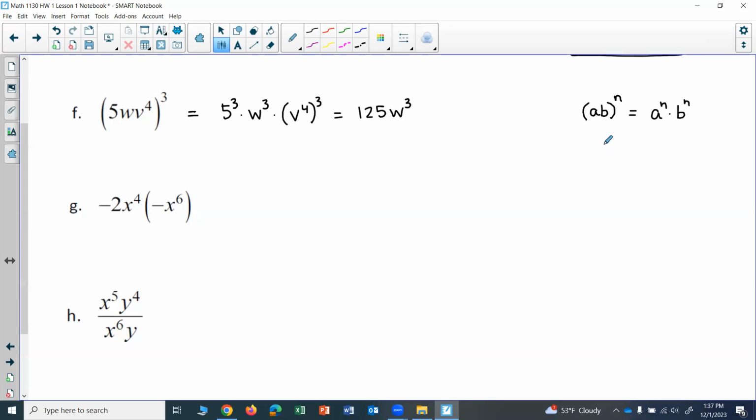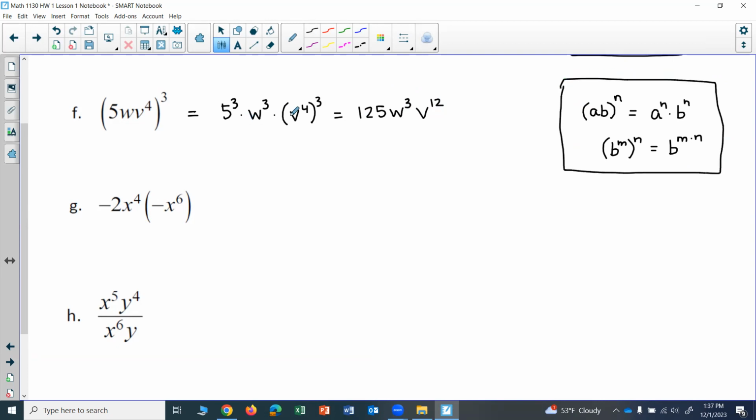So now I'll use the powers raised to a power rule. We have the rule that if you have, let's call it b to the m to the nth power, that's equal to b to the m times n. So this would become v to the 4 times 3, which would give me v to the 12th power. And that would be my final answer. It's in simplified form now. So I used more than one of the rules of exponents to simplify this.